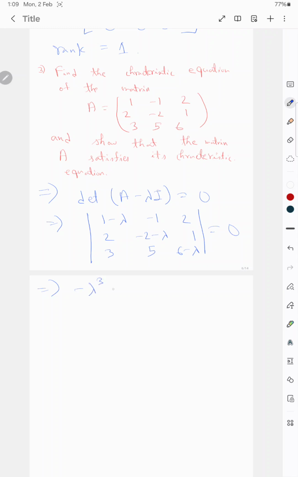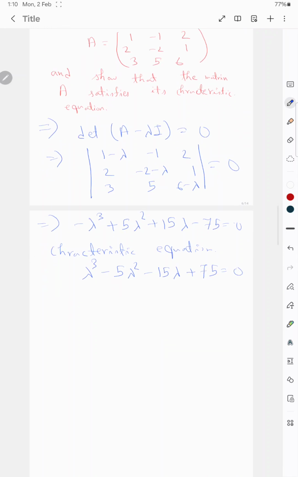I am writing the direct answer. So minus lambda cube plus 5 lambda square plus 15 lambda minus 75 equal to 0. So this is what you are getting. So you can say the characteristic equation is this. You can write this form also, or you can multiply with minus 1, because we prefer the equation whose highest power coefficient is 1, right? So that's why, nothing else. Okay, so this is your equation.